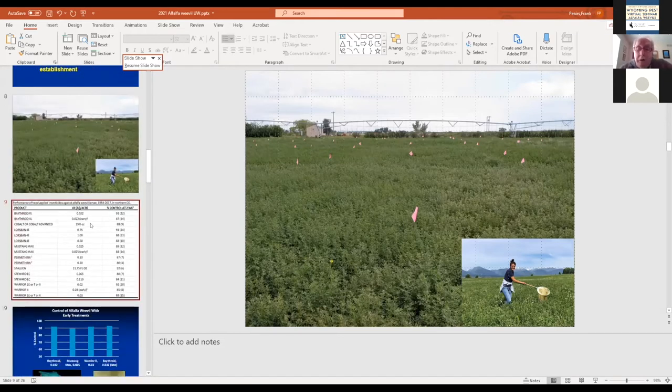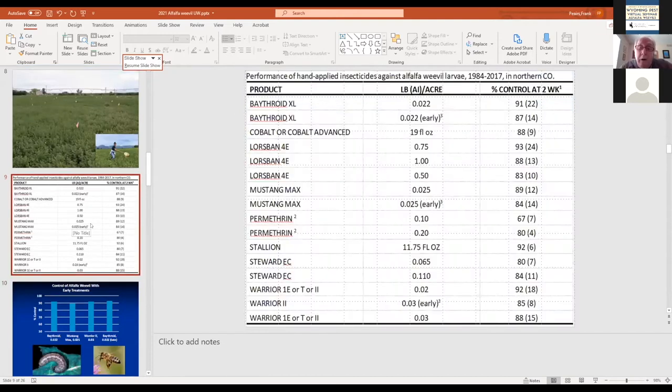Now, the next slide is a summary of efficacy of registered alfalfa insecticides over about a 30-year period. Now, there have been other insecticides tested, but if they're no longer registered, I don't include them in this particular summary. And there are also a number of insecticides that we've tested that never got registered. In other words, they just reached an experimental stage.